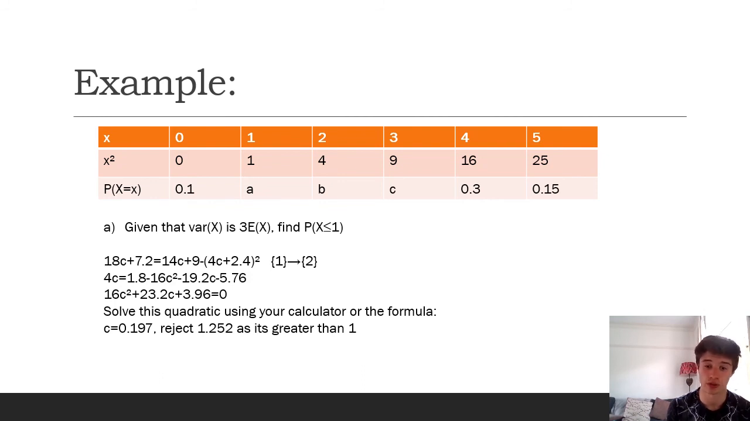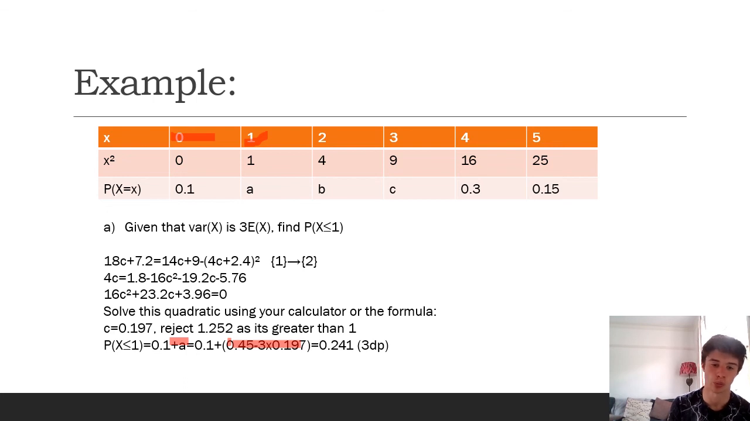And using our value for c, we know what a is in terms of c. Here, I'm just going to highlight that in red. This right here is a. It's the same thing as just using my value for c, because we know that a is 0.45 minus 3c. The probability that x is less than or equal to 1 is the probability that it is 0 or 1. So it's a plus 0.1. And we get out 0.241 to 3 decimal places as our final solution to that.